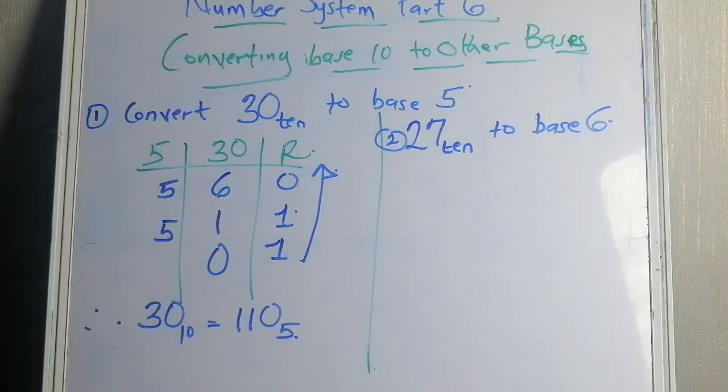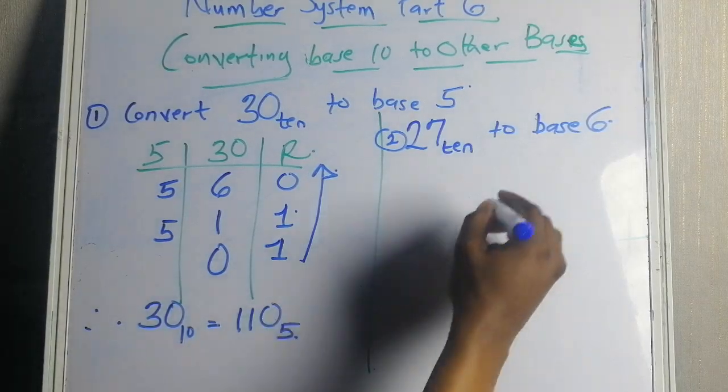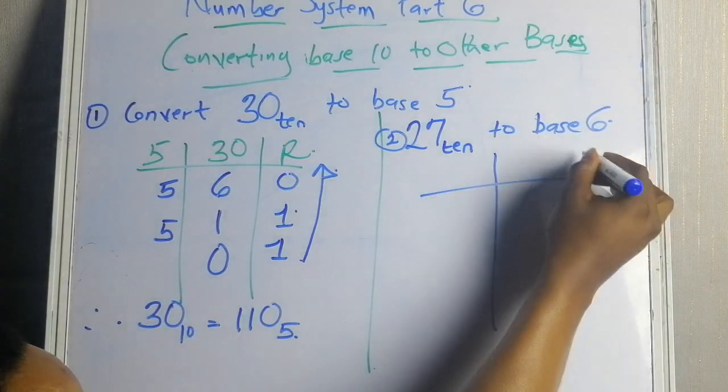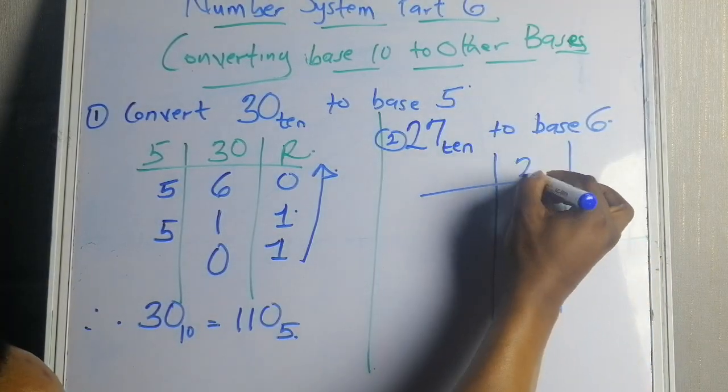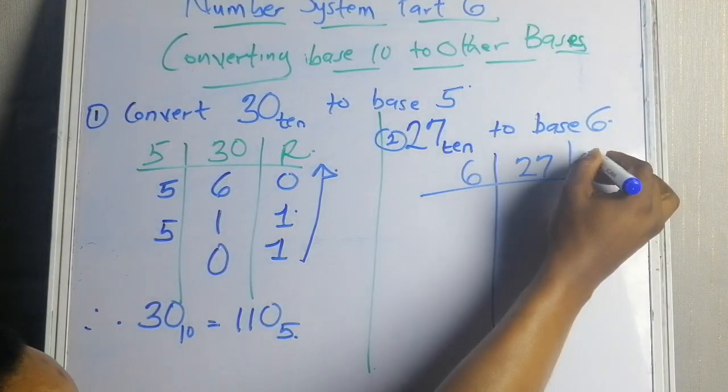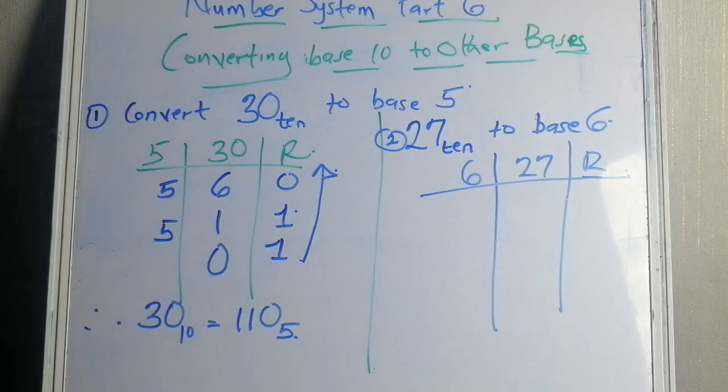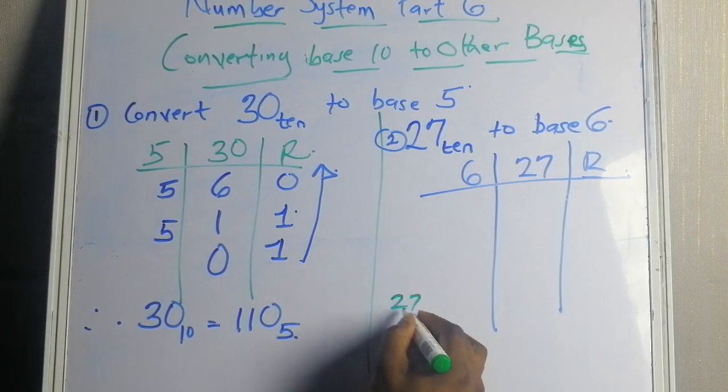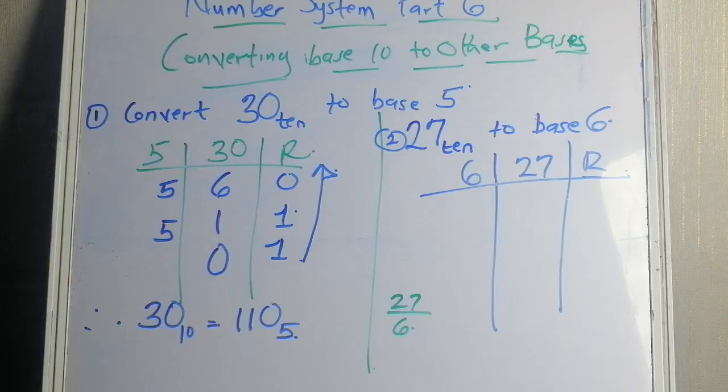To base 6. Okay, so you follow the same procedure. You have your 27, you have your 6, you have your remainder. Now what you do is look at 27 divided by 6. That's the first one you're doing. So 6 times 3 is 18.